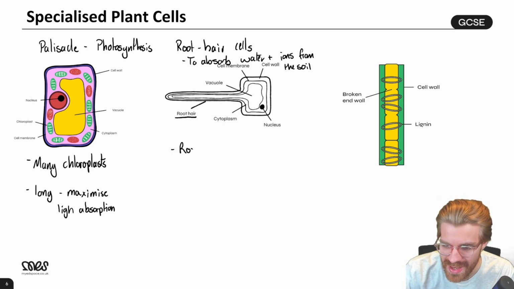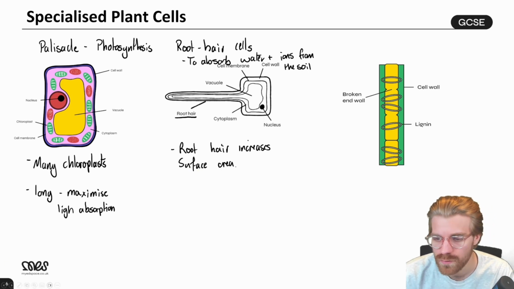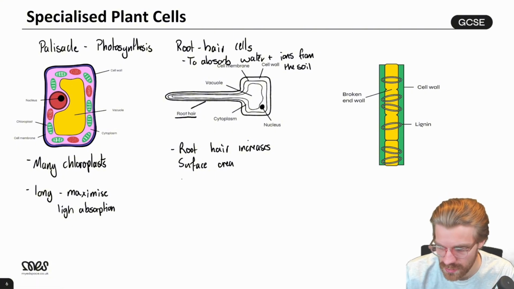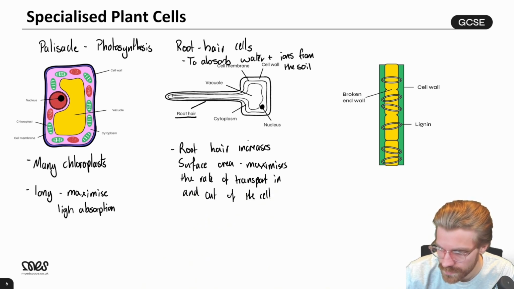The root hair increases the surface area. And by increasing the surface area, what that does is that maximizes the rate of transport in and out of the cell.